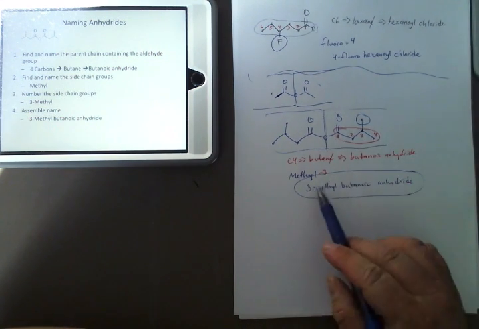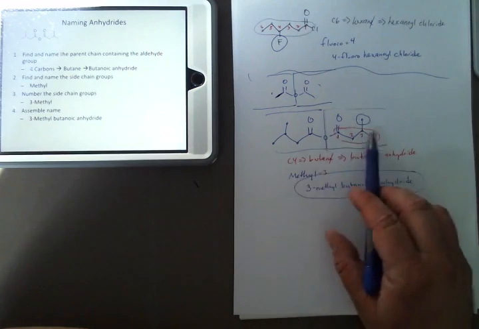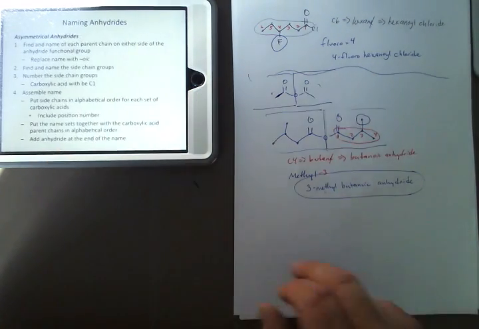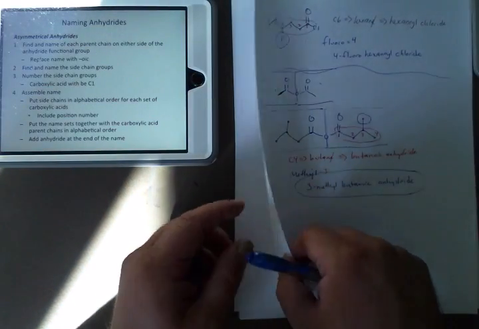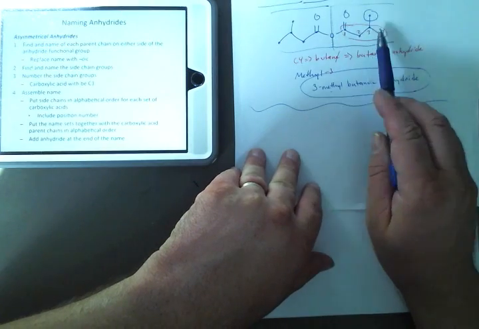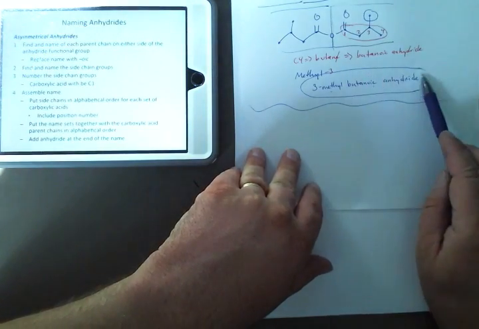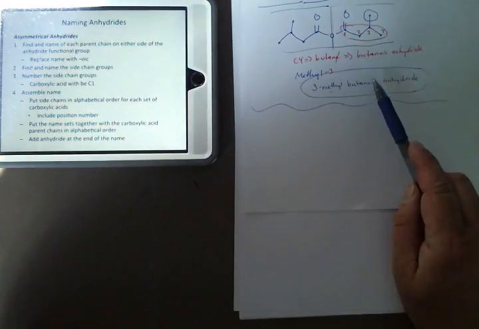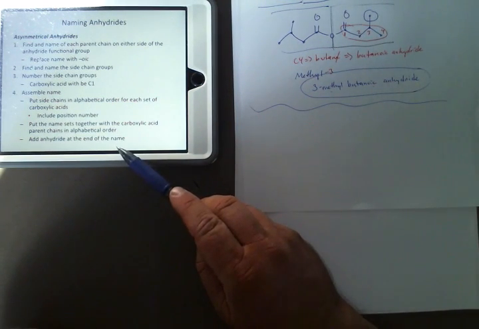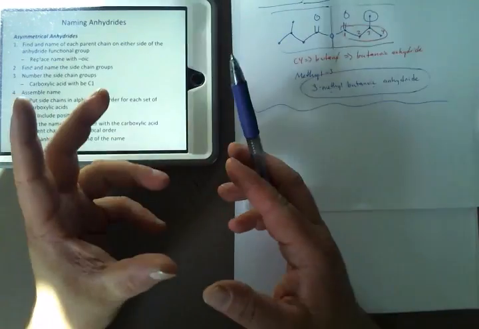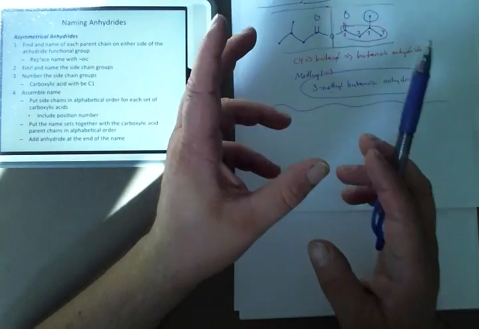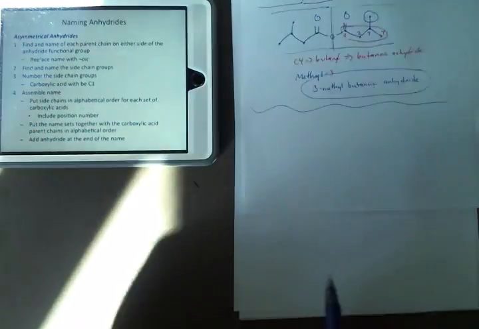And it assumes that since you're only really naming one side, both sides are symmetrical. Okay. Now for asymmetrical ones, it works very similarly, but you're going to have to name both sides. Okay. And then at the end, you're just going to need oic on the name of the parent chains, and then you're just going to throw anhydride at the end. But you bolt in the names of each side as needed, and you put the parent chain that's first alphabetically first.